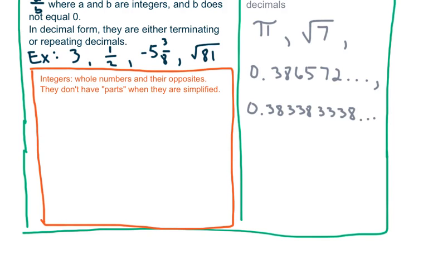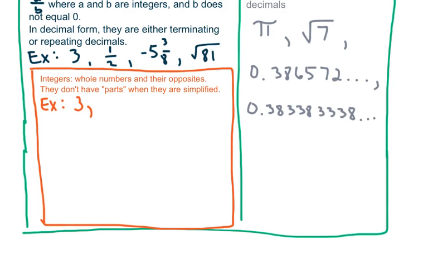3 is also considered an integer because it is a whole number. It doesn't have any parts. However, 1/2 is not an integer because it's a fraction, which means it's a part of a whole. So no, 1/2 is not an example of an integer. The same with -5 3/8. The 3/8 is a part of a whole, so it is not an integer.